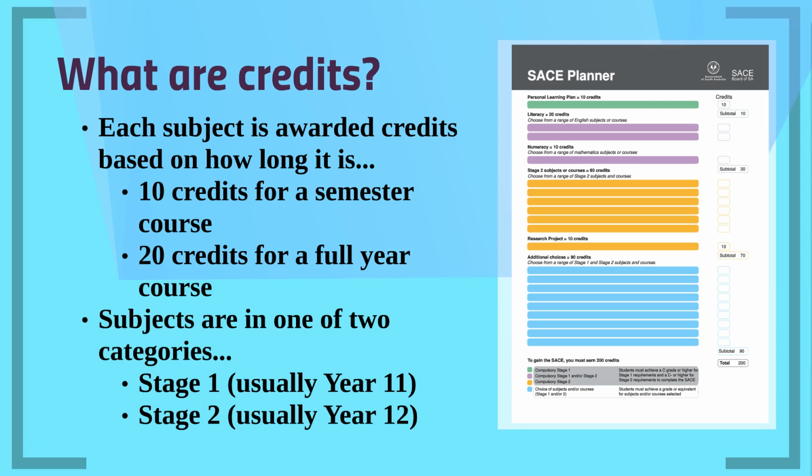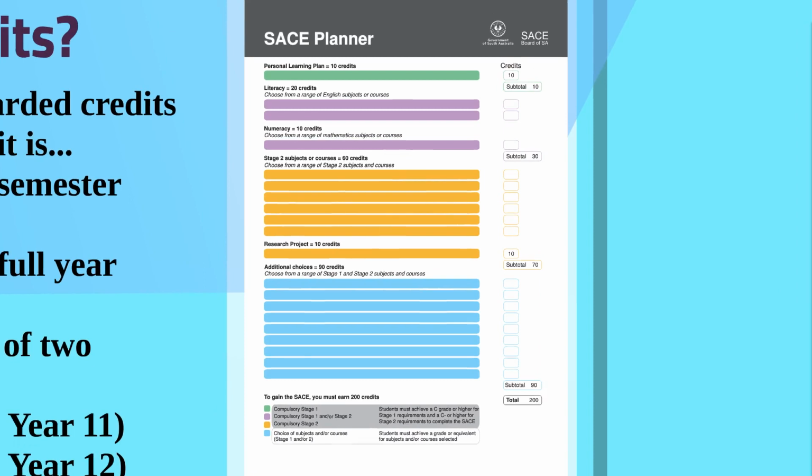One of the things that is really useful for both parents and students when you're starting to look at the SACE and mapping out your future subjects that you're going to be doing for your future pathway, whether that's TAFE or a university pathway or onto an apprenticeship, is to use this SACE planner over on the side here. Now, if you just Google SACE planner, you'll find this document, and it's really useful to have a look at.